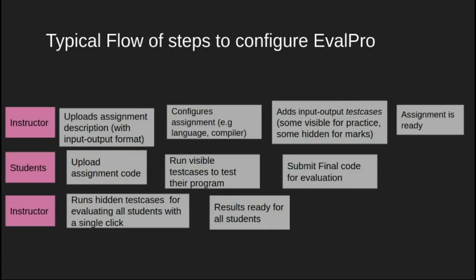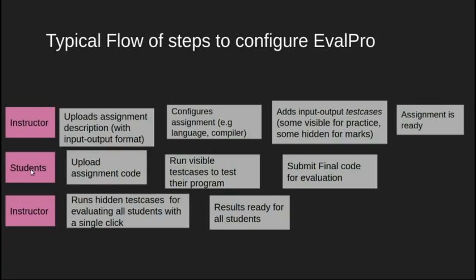So the typical flow of steps to configure and use EvalPro for auto evaluation of students' programming assignments is as follows. First, the instructor uploads the assignment description with the input output format, then configures the assignment with the programming language and compiler, then uploads the input and output, or configures them. You don't have to only upload, you can even write the input output test cases in the browser. With these three steps the assignment is ready.